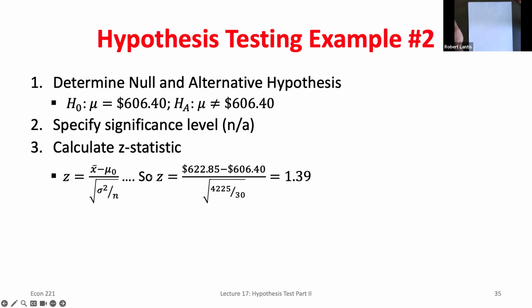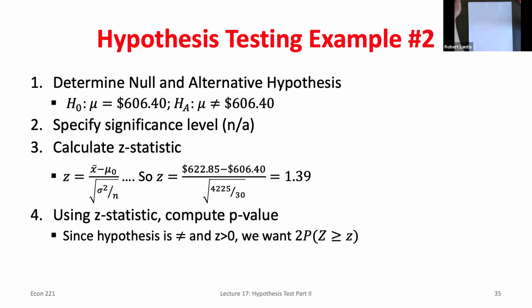Calculating the z, or the test statistic, I'll take that sample mean of 622, subtract the assumed true mean coming from my null hypothesis, and then divide using the population variance and my sample size. It's just a matter of plugging my values into that equation, and I'll give you a formula sheet where you have all these equations to look at as well. So I get a test statistic of 1.39.